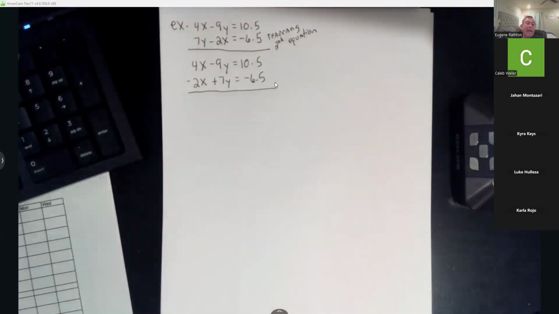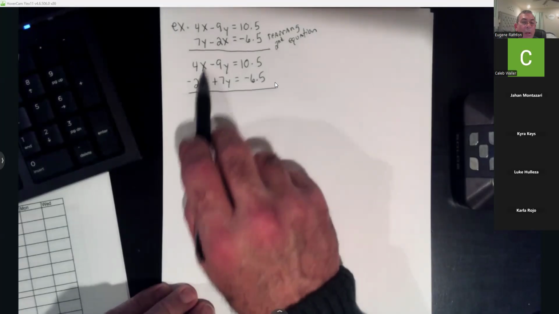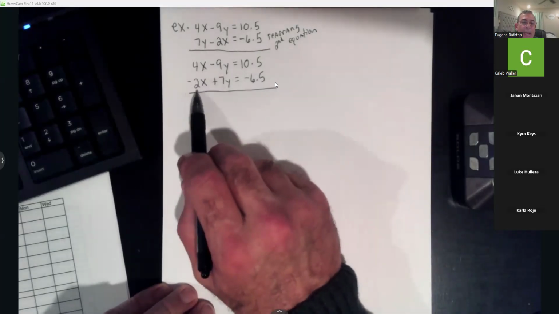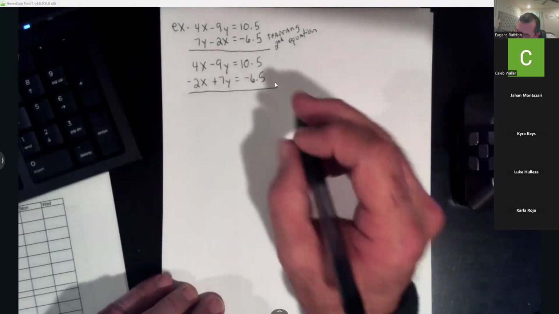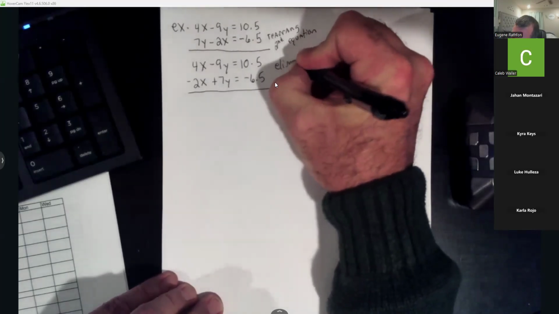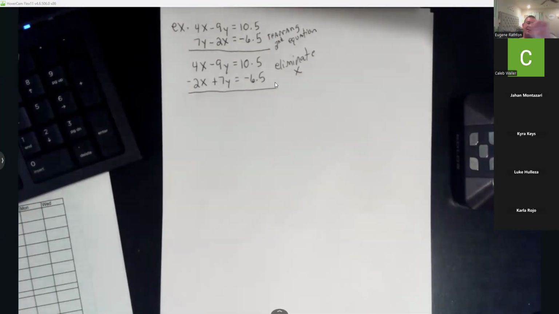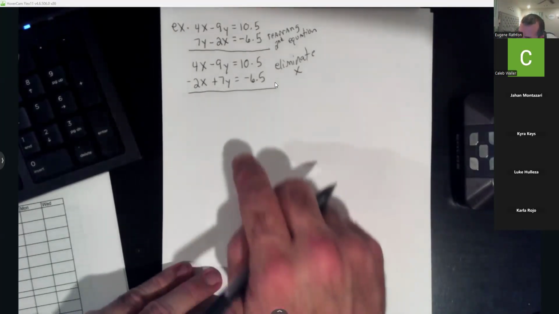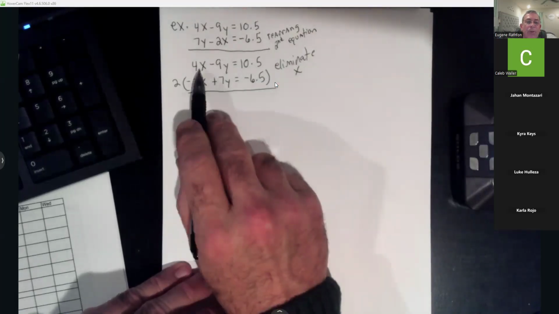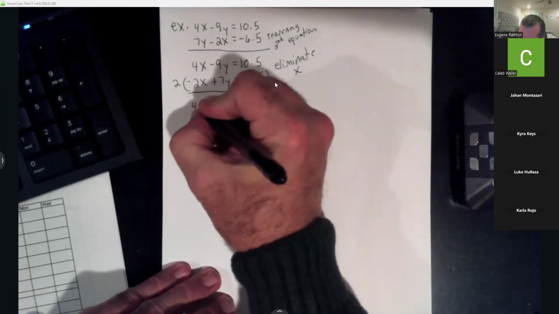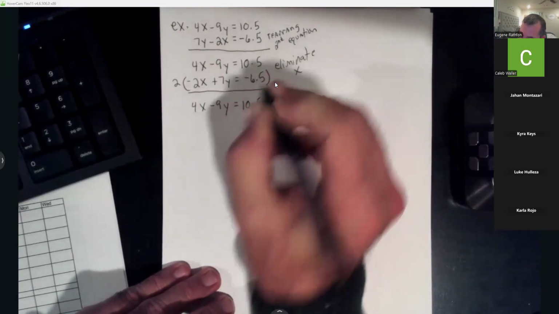All right, but now I will do what you said, Jahan, because it looks like the x's are what we're going to eliminate. And since that's a 4 and that's a -2, we're going to multiply that second row by 2 like you said. And that'll eliminate that x. So that was good. You could see that at that angle they were in, okay? All right, so let's multiply this second row by 2. So y'all, the first row is not changing. 4x minus 9y equals 10.5.